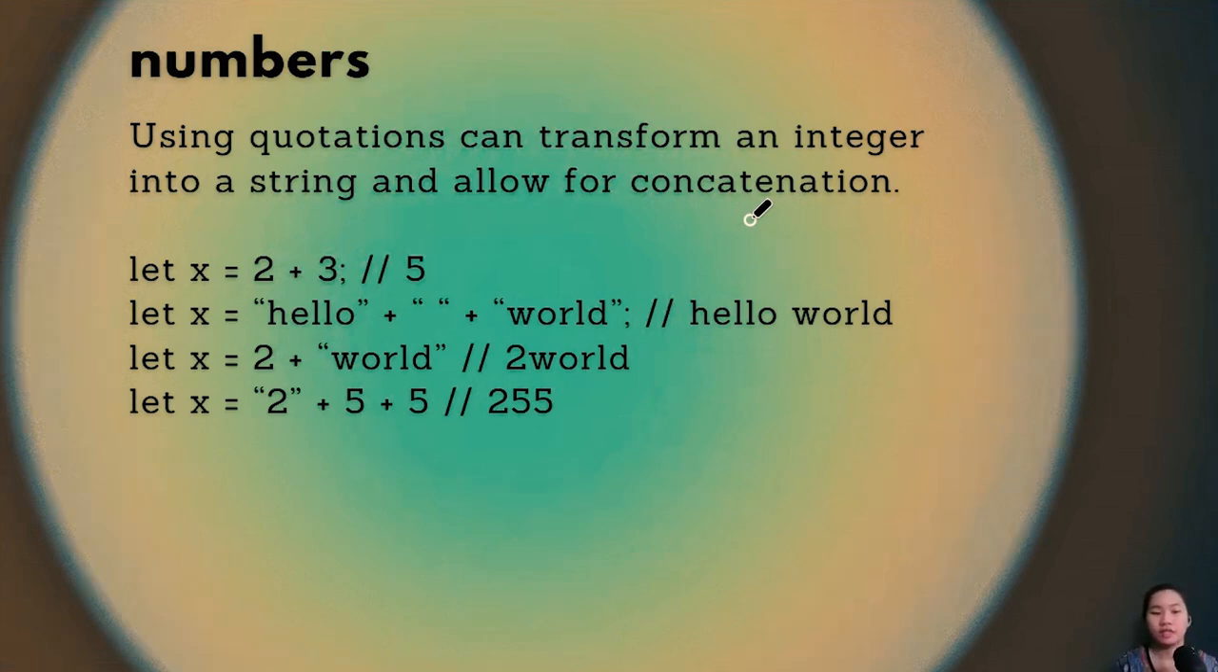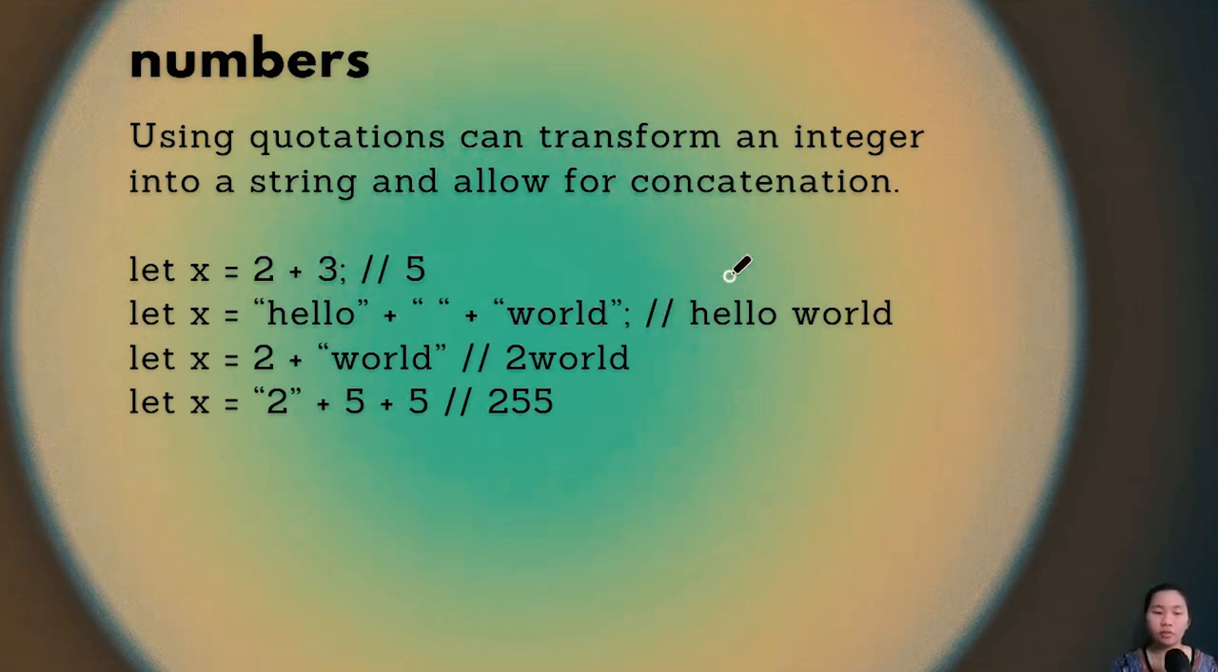Now, let's go with the first regular example. No quotations. 2 plus 3 equals 5. It evaluates into 5. Now, if we go by strings, hello plus space plus world, all of that is concatenated into hello world.